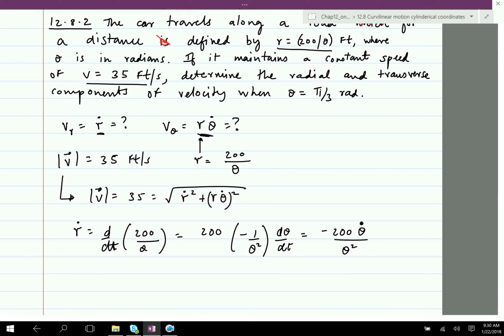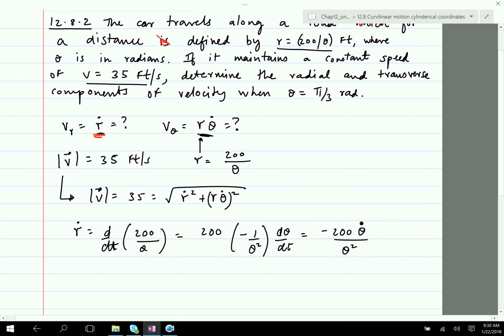Okay, so going back, I need to find r dot, but r dot is 200 divided by theta square times theta dot. I know what theta is, it's given as pi divided by 3, but I don't know what theta dot is. So unless I find theta dot, I will not be able to find r dot, and unless I find r dot, I will not be able to find Vr. Similarly, if I want to find v theta, it's r times theta dot, and theta dot is an unknown. So if I can find theta dot, I can solve this problem.